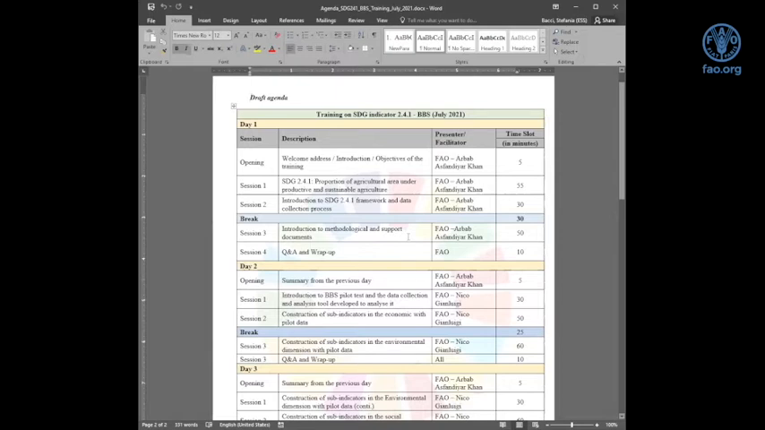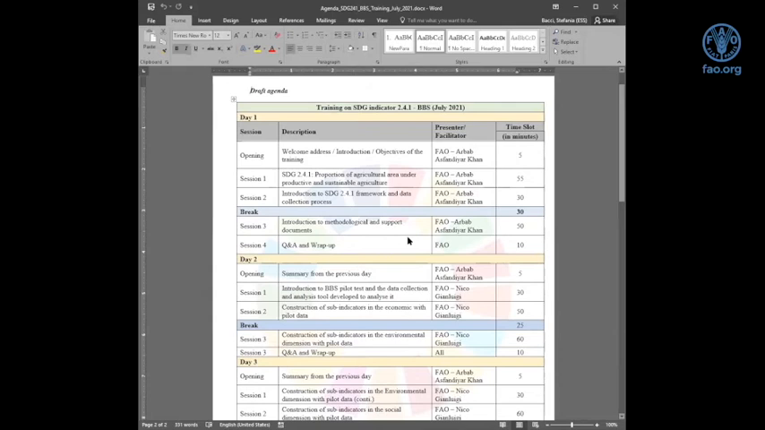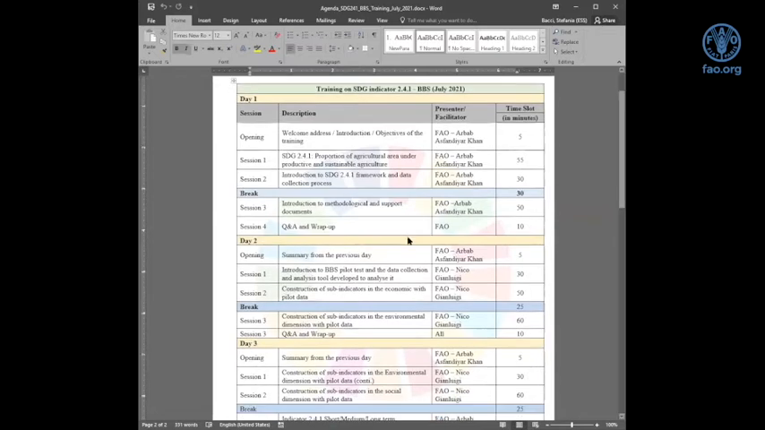Okay, so today we will be concentrating on the theoretical part with Espandiar. So he will introduce all the SDG 2.4.1 indicator with its three dimensions and its 11 sub-indicators. And he will be showing also all the documents that are needed for the SDG 2.4.1 methodology.